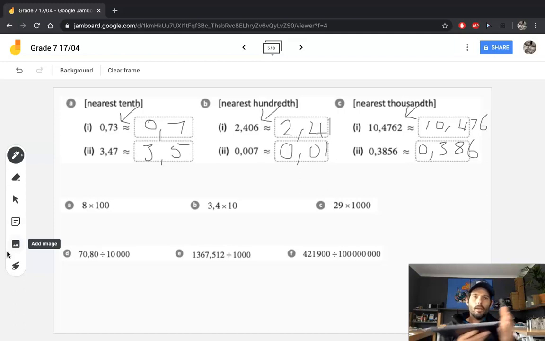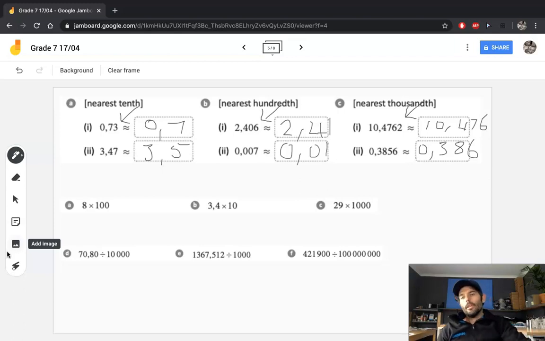Okay. So just to recap, when we're rounding off decimals, whichever place you're rounding off to, if I'm rounding off to the 10th, I look at the 100th. If I'm rounding off to the 100th, I look at the 1,000th. If I'm rounding off to the 1,000th, I look at the 10,000th column to see if it's equal or greater than 5, then I round up. If it's less than 5, it remains the same.